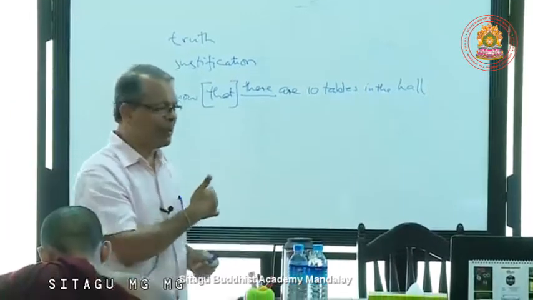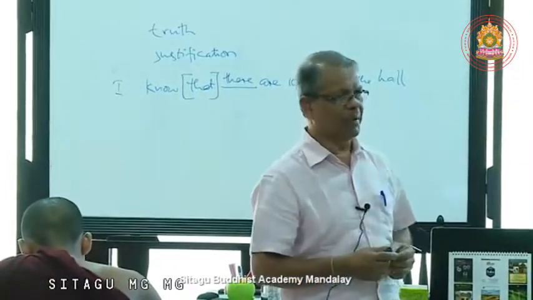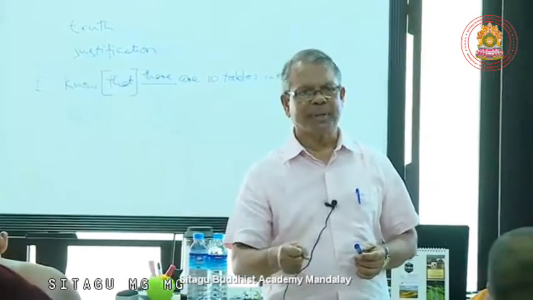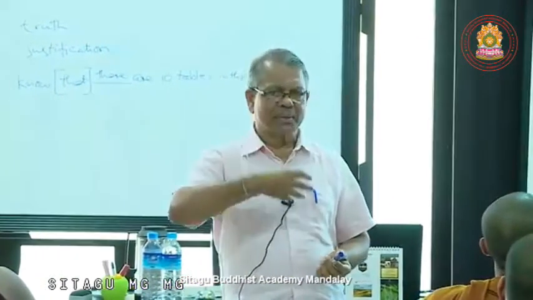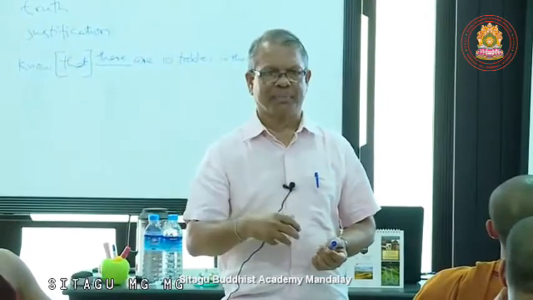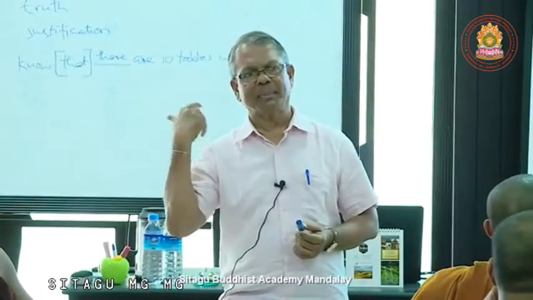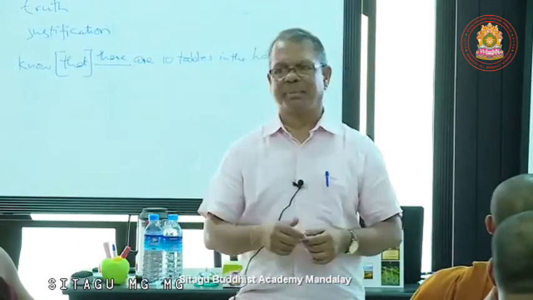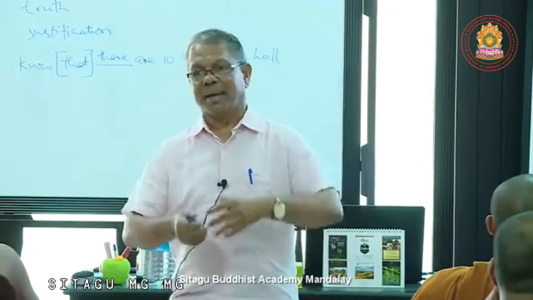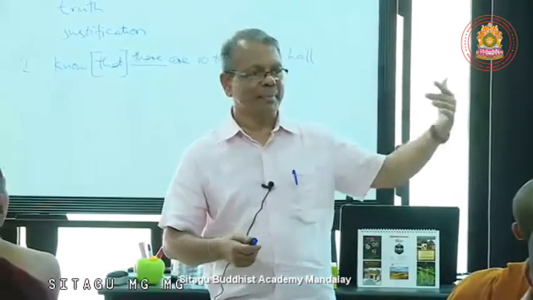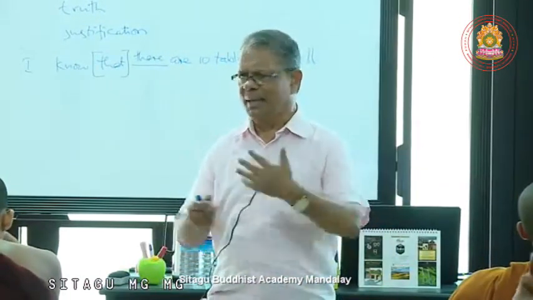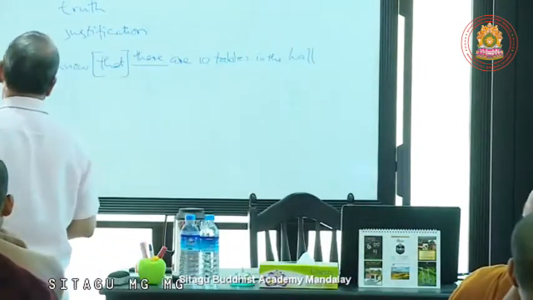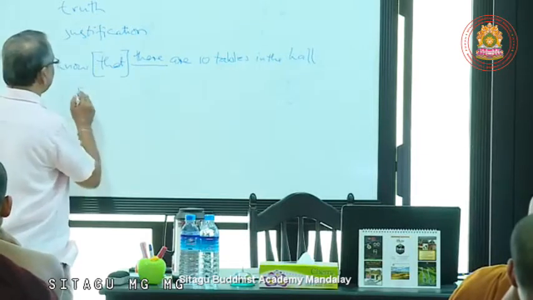Now, most of our knowledge comes into this, right? Most of our knowledge comes into this. When we study, say, history, geography, many subjects, what we do is actually we gather a lot of information. So this information basically comes under this category, I know that. I know that there are 10 tables in the hall. I know that there is an academy in Mandalay. I know that there are 1 million people in this city, and so on and so forth. So many things. Now, basically, we can also call this some kind of what we call factual knowledge.